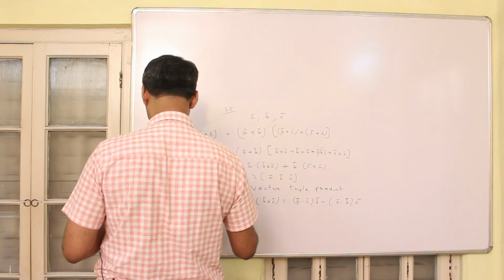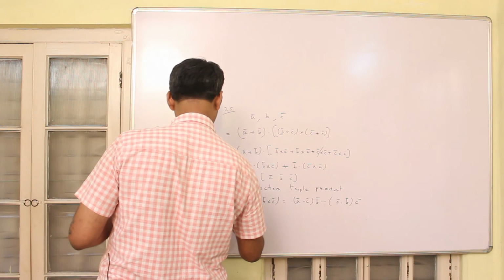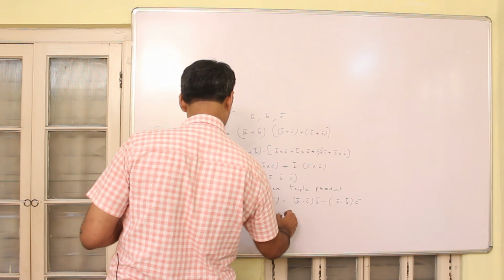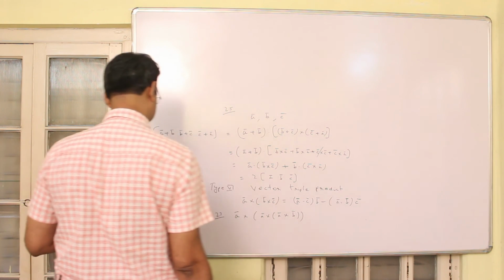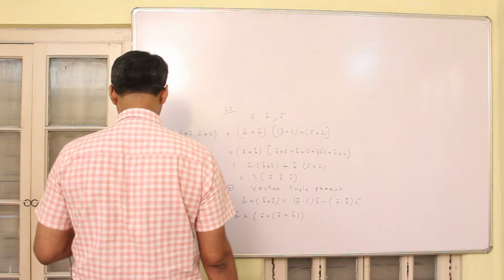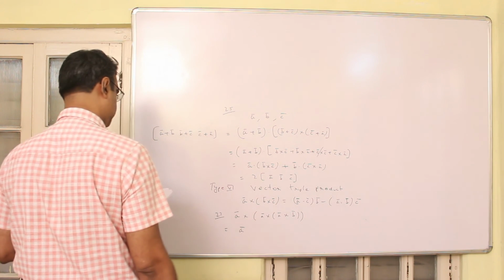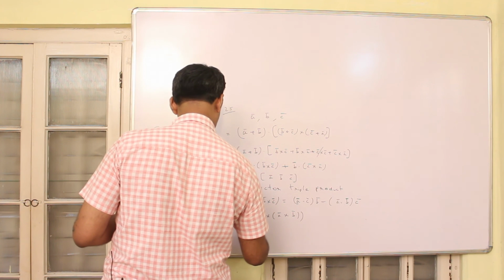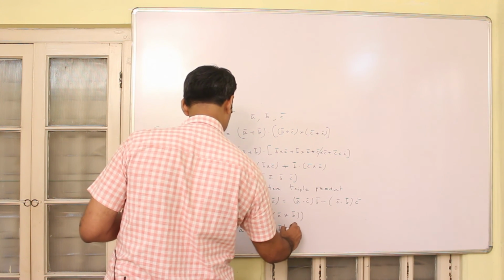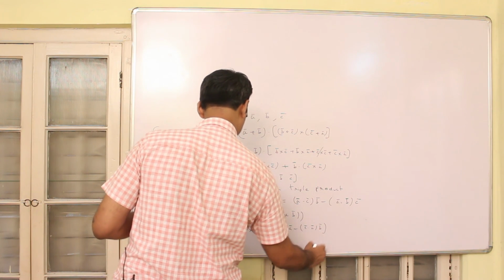Have a look at question number 27. In question number 27, you are asked to simplify the vector triple product A cross A cross A cross B. Now, how do we simplify this? So, what we do is we begin by first simplifying the innermost one. So, it's A dot B into A minus A dot A into B.